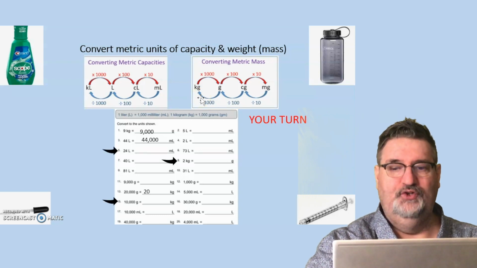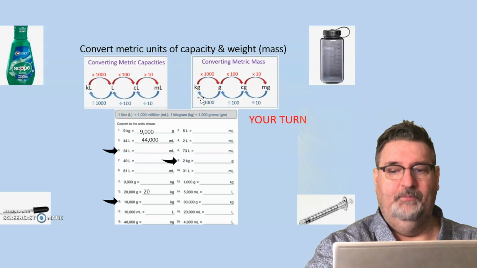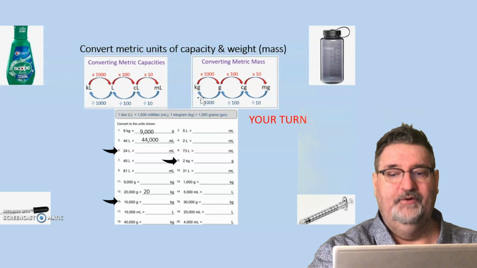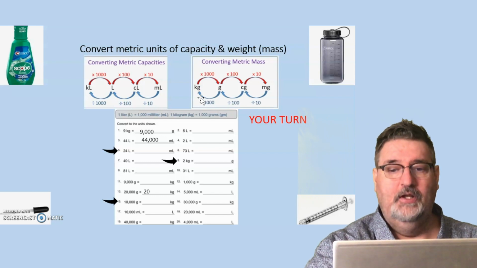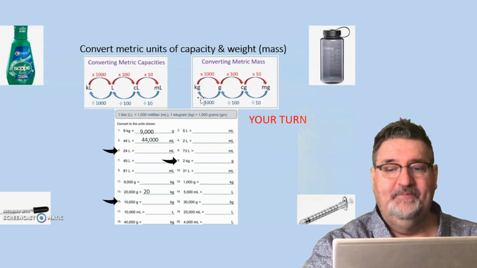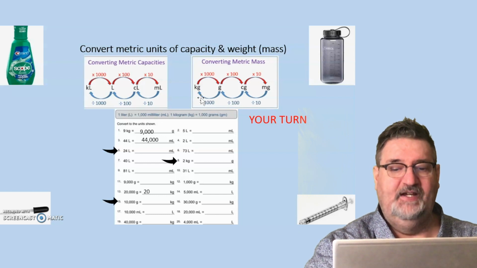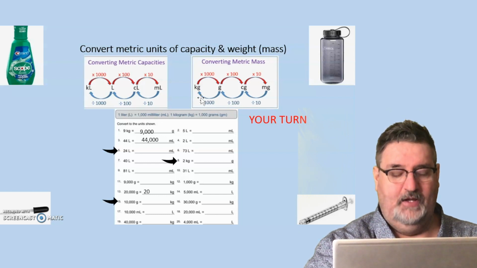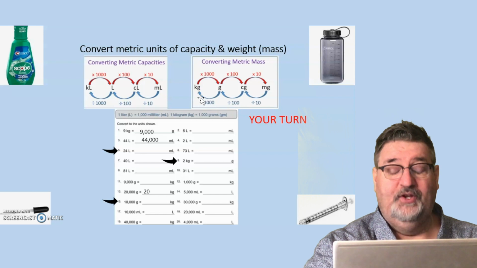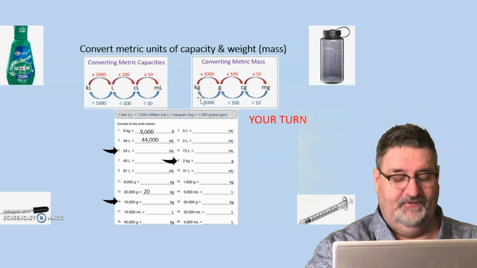So let's have you do these 3 on your own. Number 5, which is 24 liters, equals how many milliliters? Number 8, 2 kilograms equals how many grams? And number 15, 10,000 grams equals how many kilograms? And we're going to give you 20 seconds for that one.